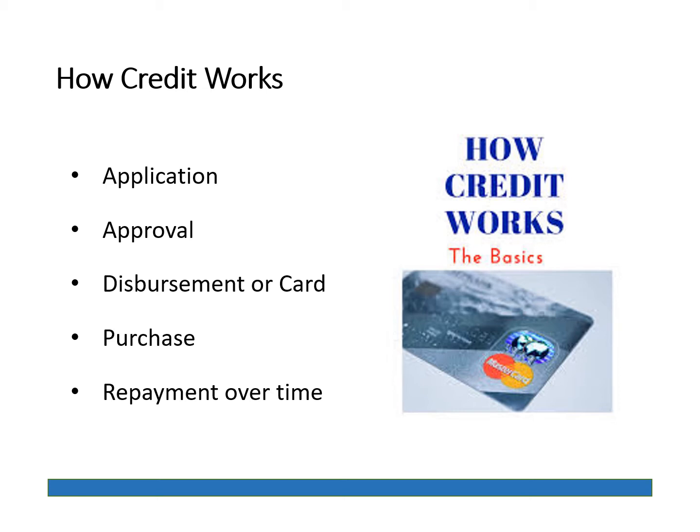Number 1, consumer submits an application. Number 2, financial institution reviews the application and the consumer's credit report. Number 3, loan officer will approve or deny the application. Number 4, if the application is approved, a disbursement will be made or a credit card will be issued to the consumer. Number 5, the consumer will purchase their desired item.